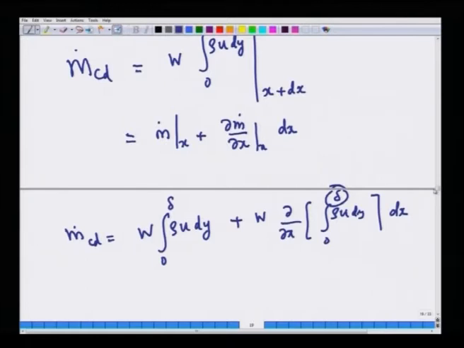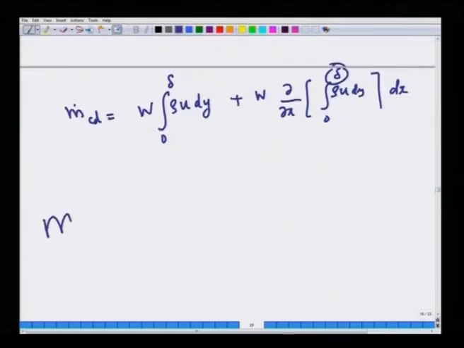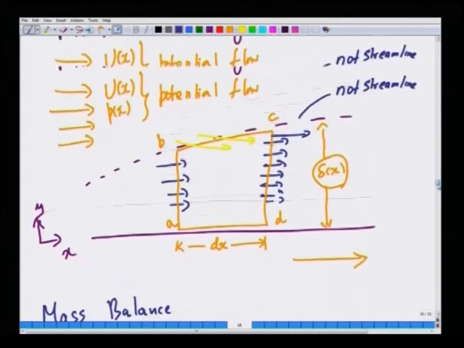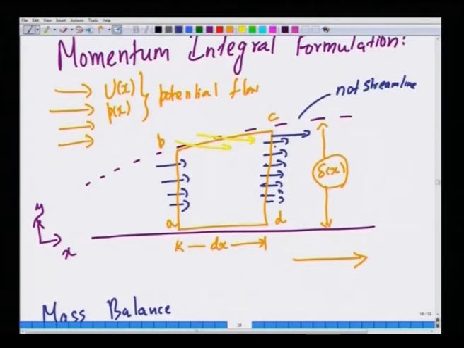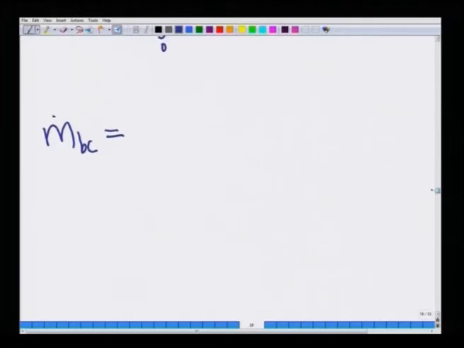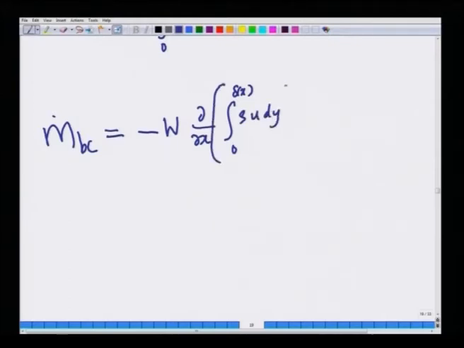So, you get therefore m dot BC, the amount of mass that enters through the top surface BC of the control volume, that is this surface where I am showing the yellow lines here. M dot BC is nothing but minus W partial x of integral 0 to delta of x rho u dy multiplied by dx. This is m dot BC.